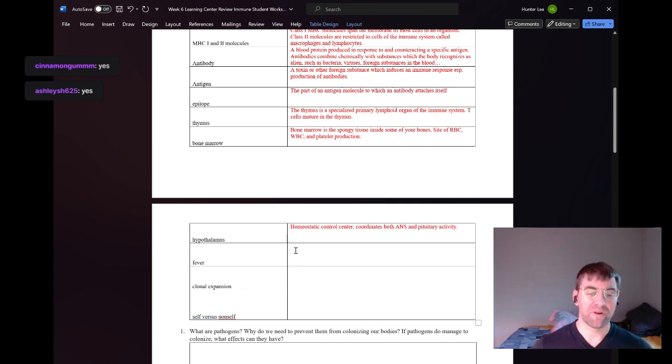Fever is a temporary increase in body temperature. I'm sure most of you have experienced this. This is often due to an illness, right? Having a fever is a sign that something out of the ordinary is going on in your body.